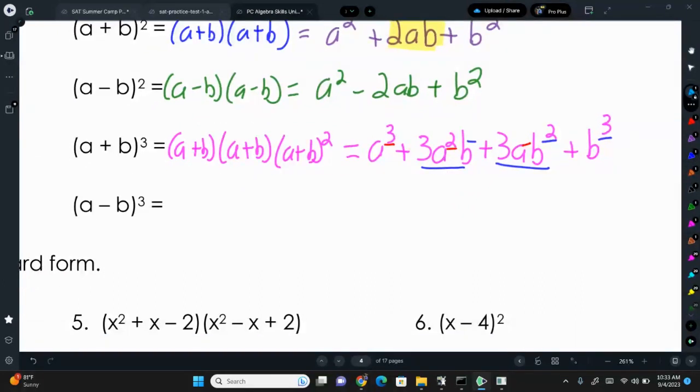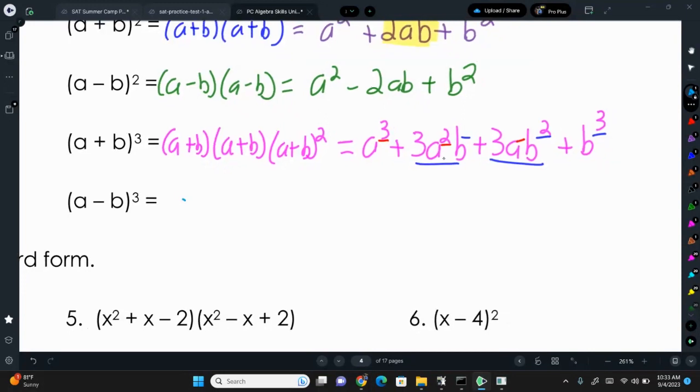Then a minus b cubed. Again, we could write it all out, but I'm not going to do that. The shortcut is a cubed minus 3a squared b plus 3ab squared minus b to the third.